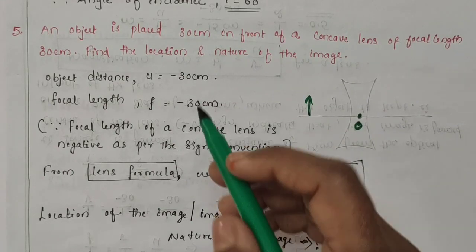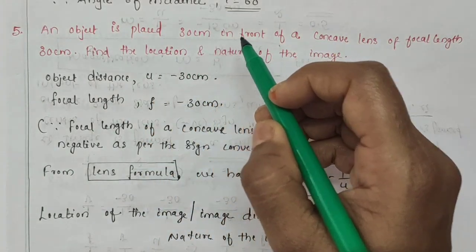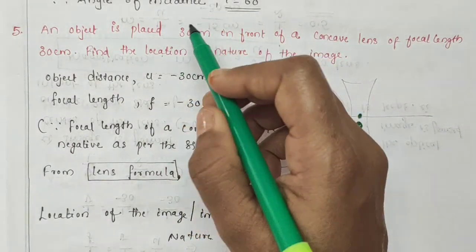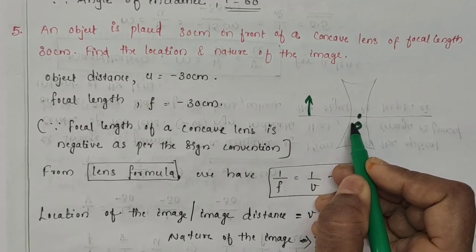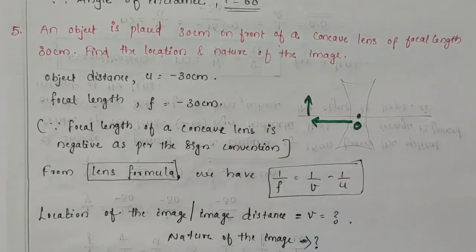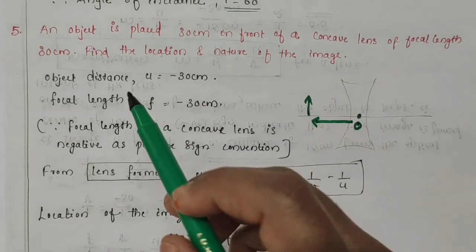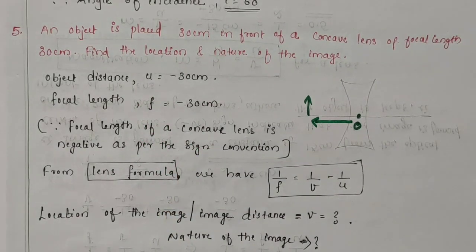So the object distance. The object is placed 30 centimeter in front of a concave lens. So the object distance is actually 30 centimeters. But it is measured from the optical center to the left, so that must be taken as negative as per the sign convention. So here the object distance u is equal to minus 30 centimeters.